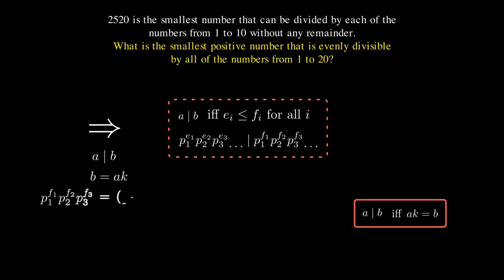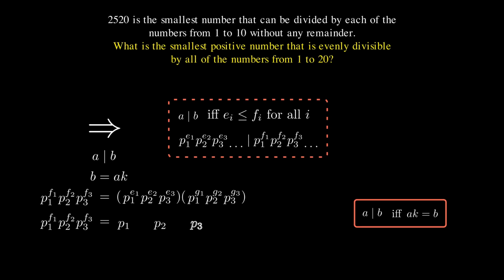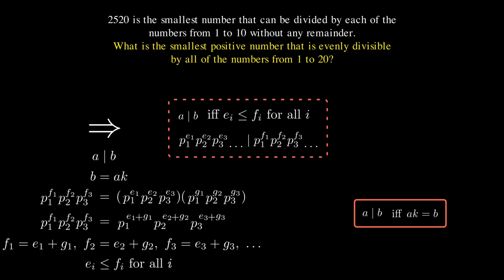And now, because B, A, and K are numbers, we can write them as their prime expansions. Here I just wrote 3 primes, so I don't have to write dot dot dot all the time. Multiplying on the right-hand side, what do we get? Well, we get some number on the right equals some number on the left, and by the uniqueness of the prime expansion, we get that these exponents have to equal each other. So for example, f sub 1 equals e sub 1 plus g sub 1. And in order for this to be true, those e's have to be less than or equal to those f's. And so we get the conclusion that we're looking for.